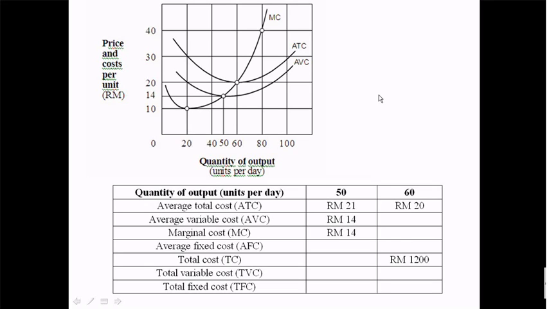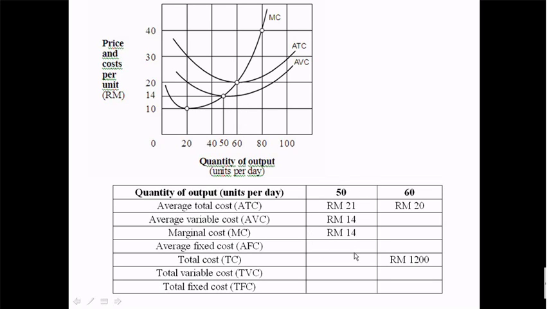Alright, the next question will be from chapter 3, which is production and cost. In this question, they have given you a graph and also an incomplete table. You are required to fill in the blanks based on the graph and whatever information has been given. Here you can see two different quantities of output. We have 50 units and also 60 units. From the graph, this is 50 units, this will be 60 units.